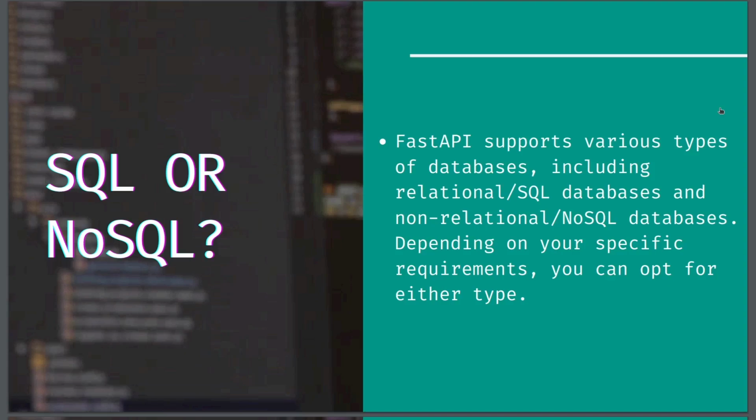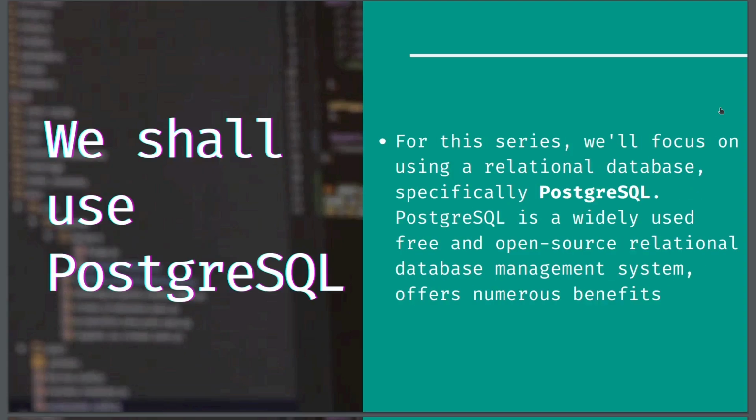Now, FastAPI supports various types of databases. If you want to use a relational database or if you want to use a non-relational database, the choice is yours. For this series, we're going to be focusing on using a relational database, specifically PostgreSQL. PostgreSQL is a widely used free and open source relational database management system that comes with a lot of benefits, of which if I began describing them in this video, we would be wasting a lot of time.